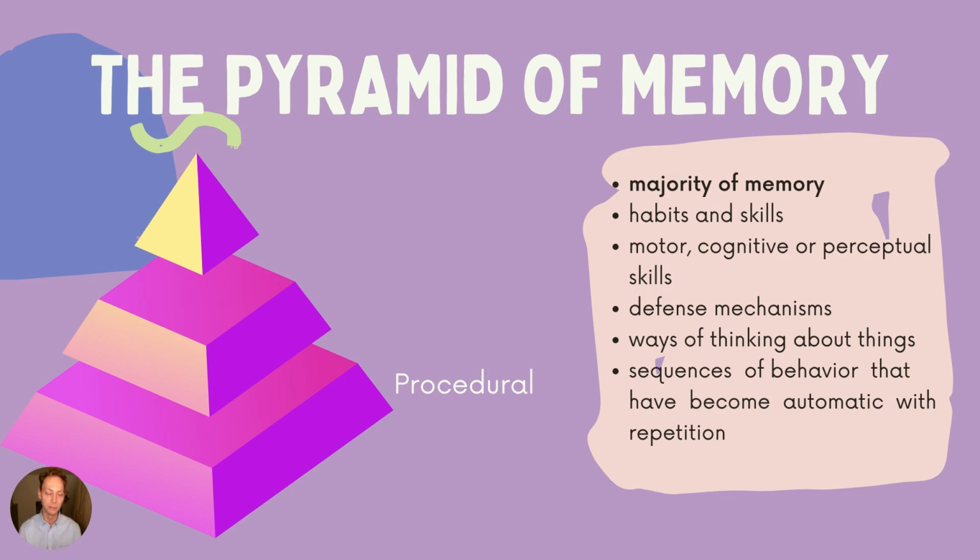And these processes can be motor, cognitive, or perceptual skills. They can be defense mechanisms or ways that we keep ourselves safe. And they can be ways that we think about phenomena or other people or just any kind of sequence of automatic behavior. Some procedural memories can be very simple, and others can be very elaborate.